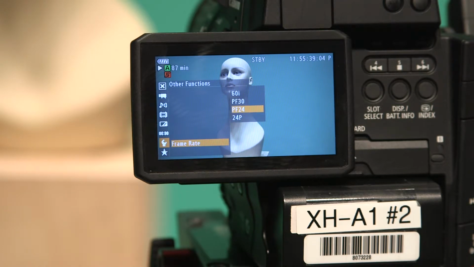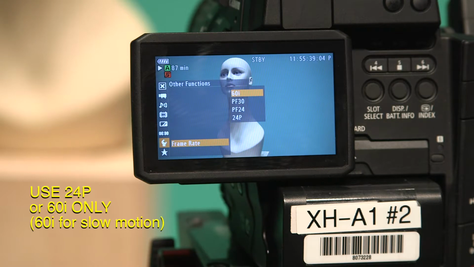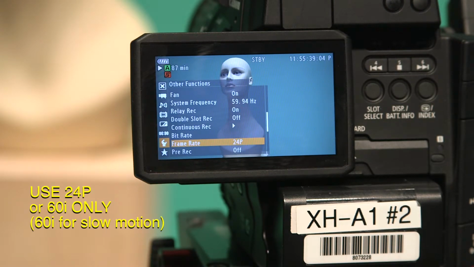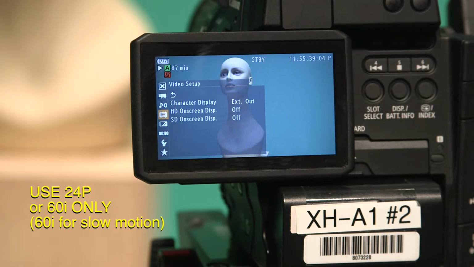24p, that's the one we always want to use for cinematic motion. There's PF24 and PF30. You want to avoid using those. There's also 60i, which essentially is slow motion, and we'll use that one when we discuss slow motion. So try to use only 24p or 60i only.